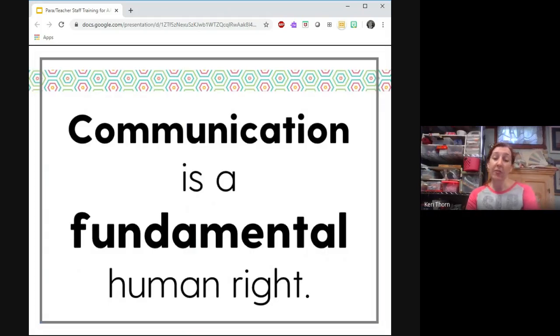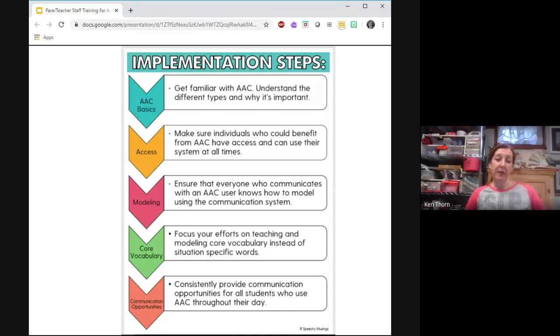Communication is a fundamental human right. Everybody has the right to some form of communication. To implement it, we need a couple of different steps. The first is just the basics. You need to know what the device or the system is, so that you can help the student use it. The second component is access. They need to have access to their device all the time.